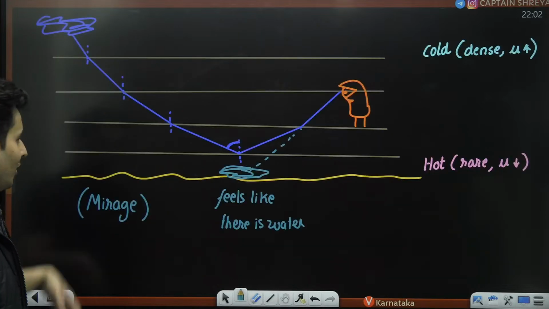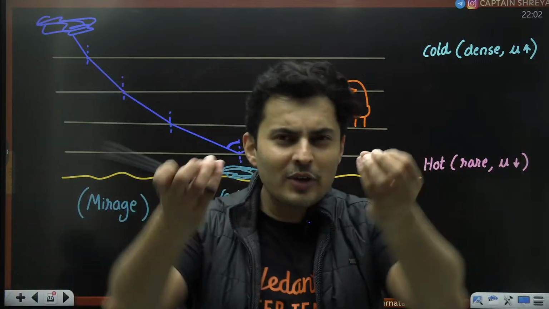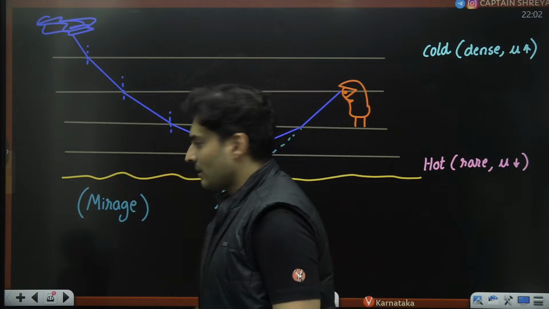Now you might be like, sir, this is so cool. This is how mirages are formed. If you see on a hot sunny day, you feel like there is some watery thing somewhere very far away. This is the working principle of that.